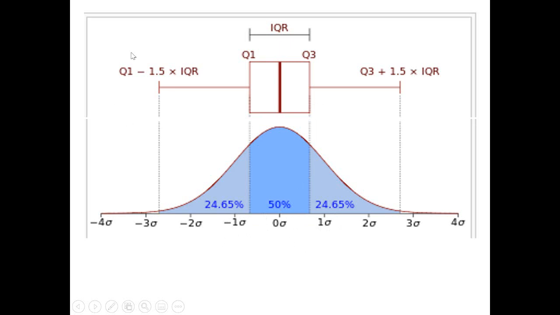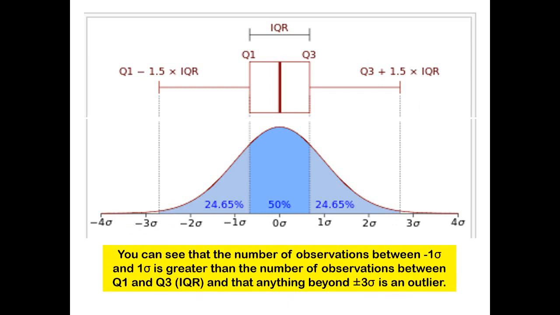We also can see when we calculate this out that Q1 minus 1.5 times the IQR and Q3 plus 1.5 times the IQR are not quite to 3 standard deviations to the left and 3 standard deviations to the right of the mean. So therefore, any value that is 3 standard deviations to the left or to the right or beyond that would be considered an outlier.